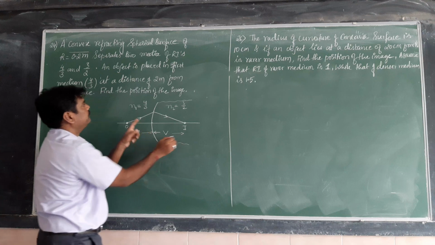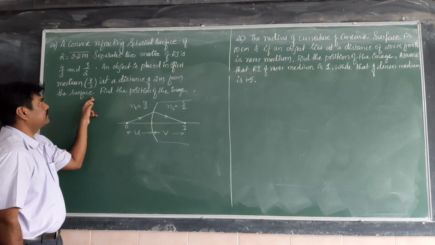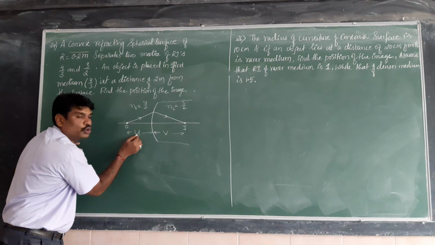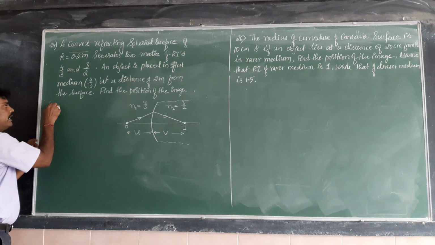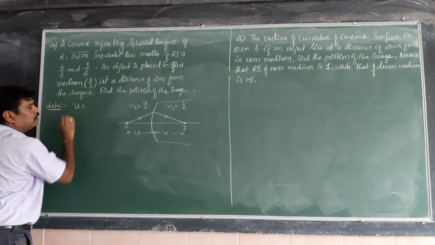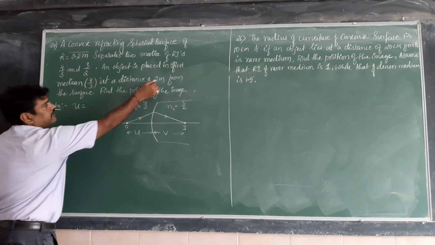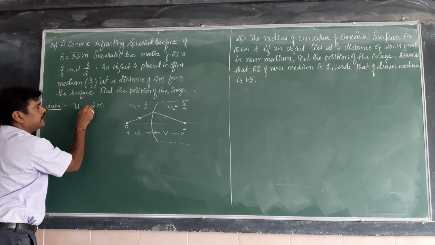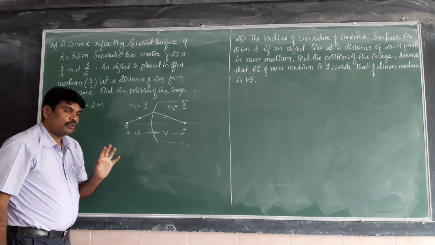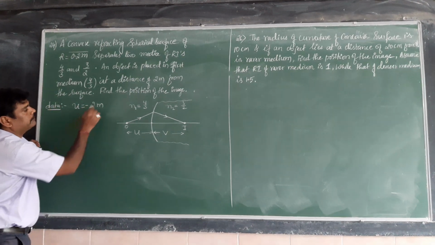Now in this problem, the object is placed at a distance of 2 meter from the surface. From here to here it is 2 meter. U is given, so in the data I will list the object distance U, which is 2 meter. I will take 2 meter as negative because it is against the direction of the incident ray. Every time, don't forget to use the sign convention while marking negative or positive.